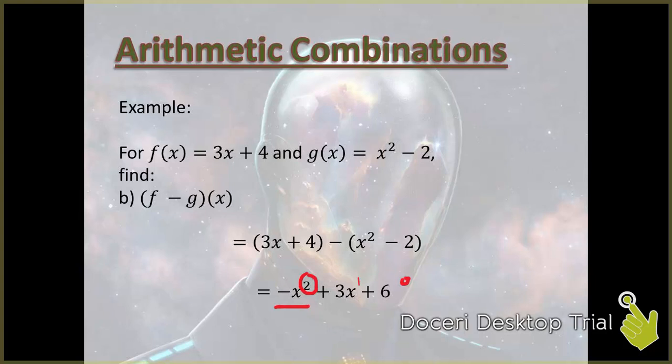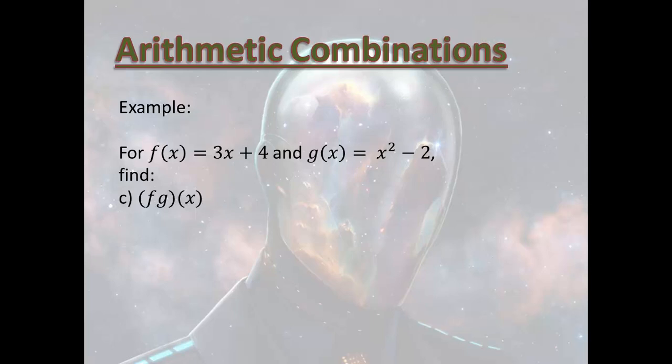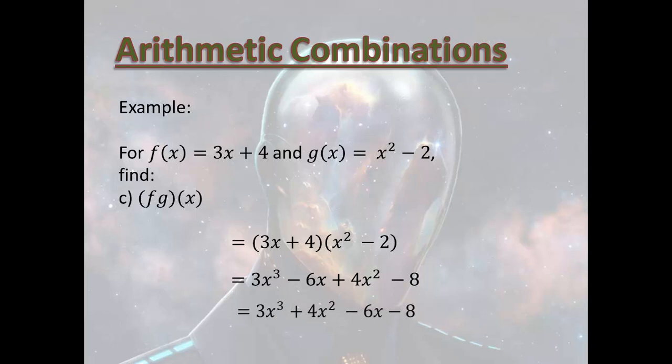So that should be what your simplified answer looks like. F times g of x is a little more difficult because we have two sets of parentheses to multiply. But heck, by now we're experts at foiling. We get something that looks like that, and it's not in correct polynomial form, so let's rearrange things slightly and get our final answer. That is that.